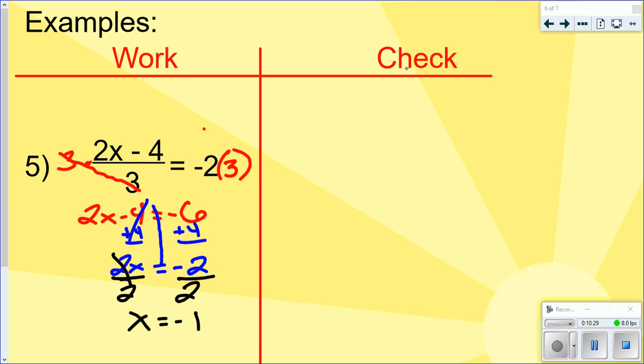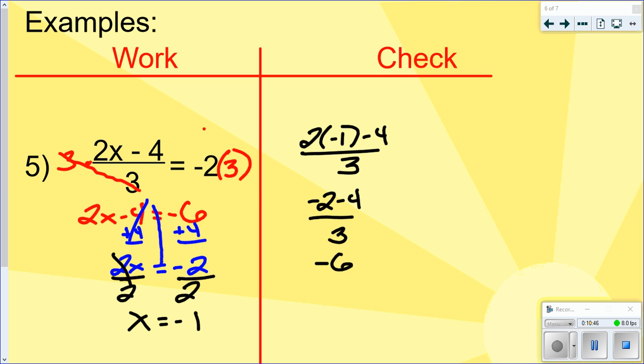All right, so if I check that, I have 2 times -1 minus 4 over 3. So go ahead and multiply 2 times -1. That would be -2 minus 4 over 3. -2 minus 4 is -6. And -6 divided by 3 is -2, which is what I wanted. So the correct answer is x equals -1.